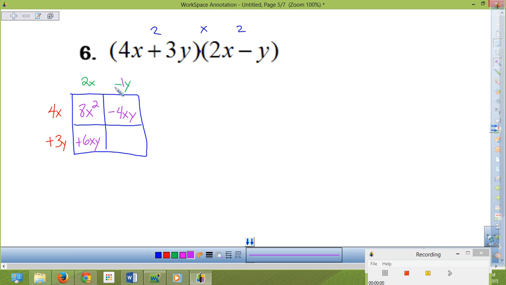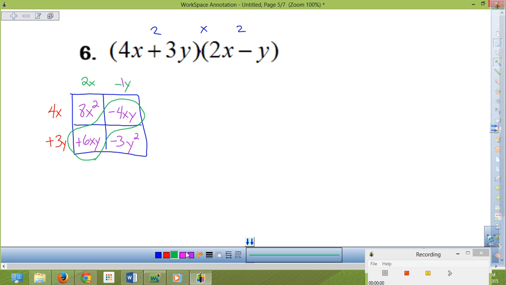There's 3 times negative 1 is negative 3. Notice how none of them have an x, so there's no x here, but they do both have a y. That's 1y plus 1y, which makes 2y's. Okay? So now we look to see if we have any like terms, and we always look at our peanuts.